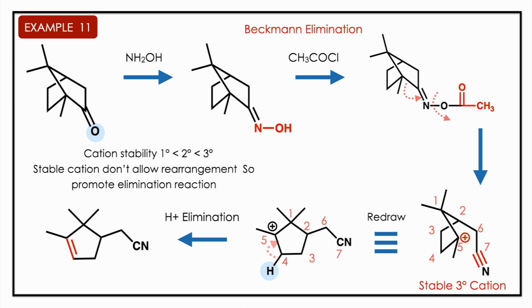The cation is there. Then the cation has to be quenched. It is quenched by H plus elimination. You start from a bicyclic compound and end with a monocyclic compound. That's why the Beckmann elimination is interesting. You will get unexpected products. The concept you have to learn here is whenever you have a stable cation, you have the possibility of Beckmann elimination.